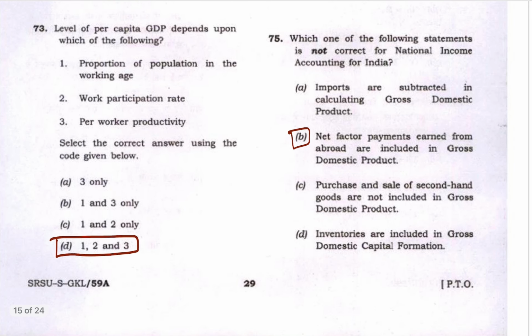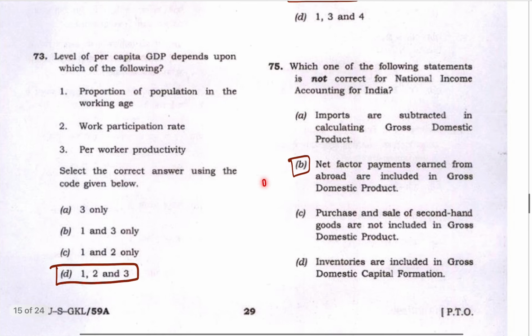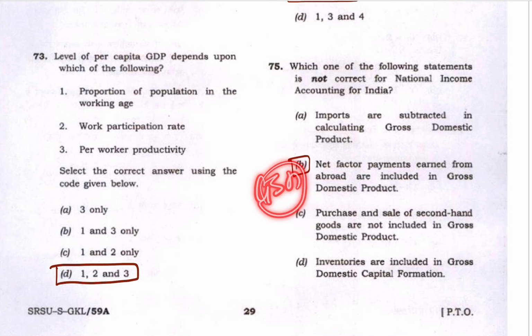Now net factor payment earned from abroad is included in the gross national product, not in GDP but in NNP, national product. Remember this, either gross national product or net national product. Imports are subtracted in calculating the GDP, that is correct. Purchase and sale of second hand goods are not included in the GDP, this is also correct. Inventories are part of GDP, also correct.